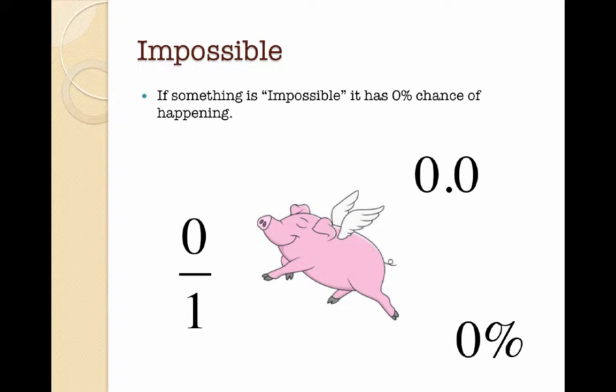Let's talk about impossible. If something has no chance of happening, then it is said to be impossible. As a fraction, this might be 0 over any particular number, or 0.0 as a decimal, or 0%. Pigs flying is an example of an impossible event.